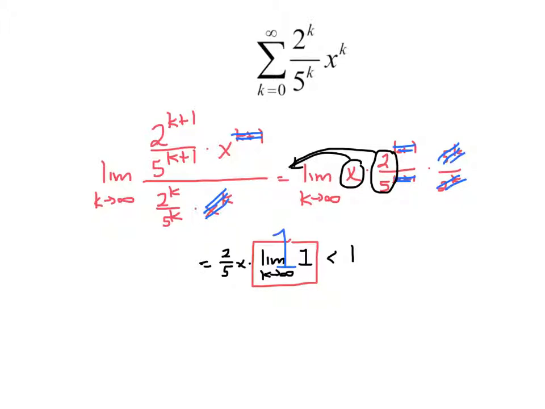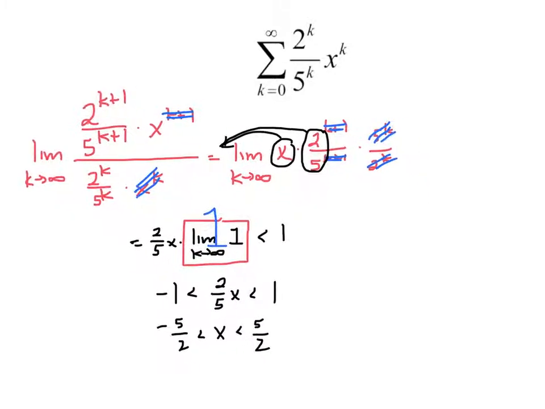Now, you need to, at this point, kind of recognize the fact that it could have been an alternating series. So instead of just saying 2/5 x has to be less than 1, we should say that 2/5 x has to be between -1 and 1. And if we multiply both sides by 5/2, we have that x is between -5/2 and +5/2. Okay. Now, we always need to check the endpoints.